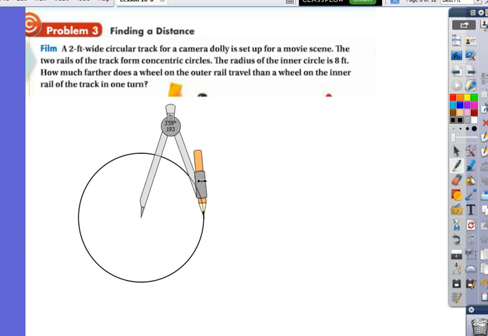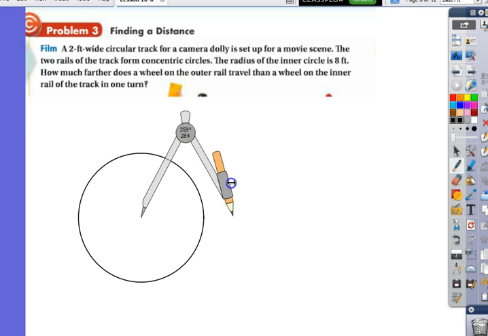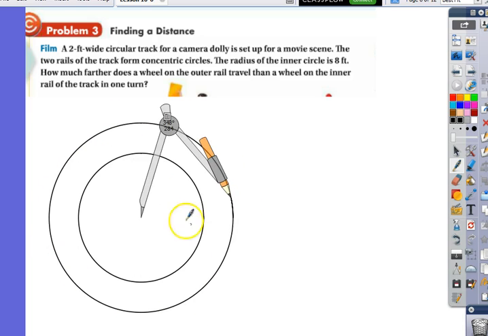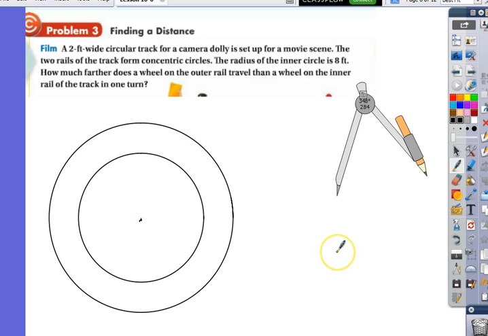And then I would create another circle that's 2 feet wider. By the way, what kind of circles are these? Yeah, those are concentric circles, and it's in the word problem. They form concentric circles. They share a center, but they don't have the same radius.